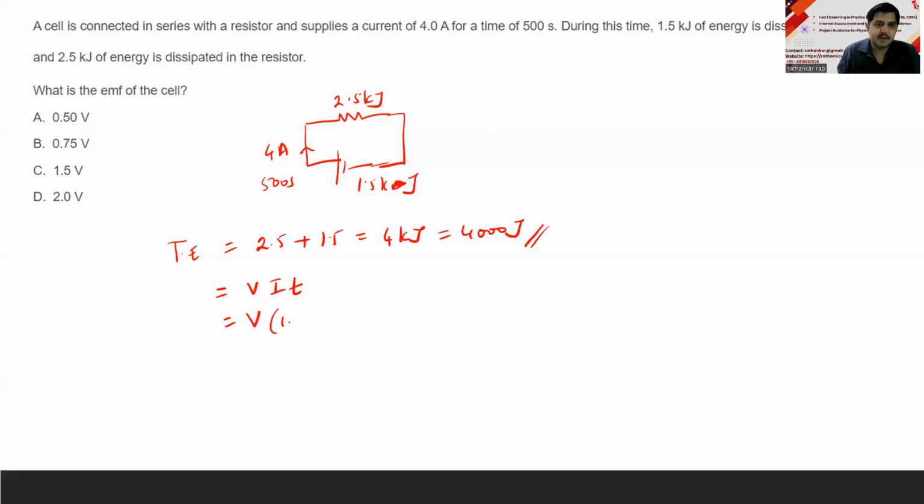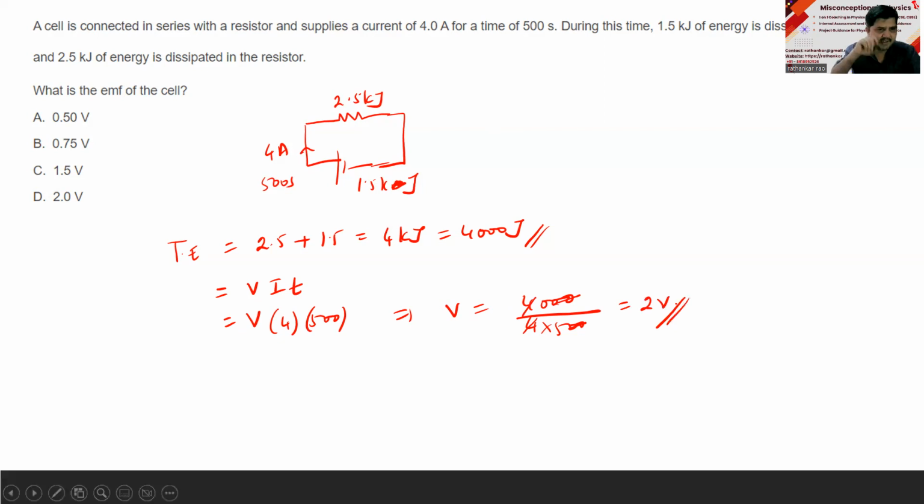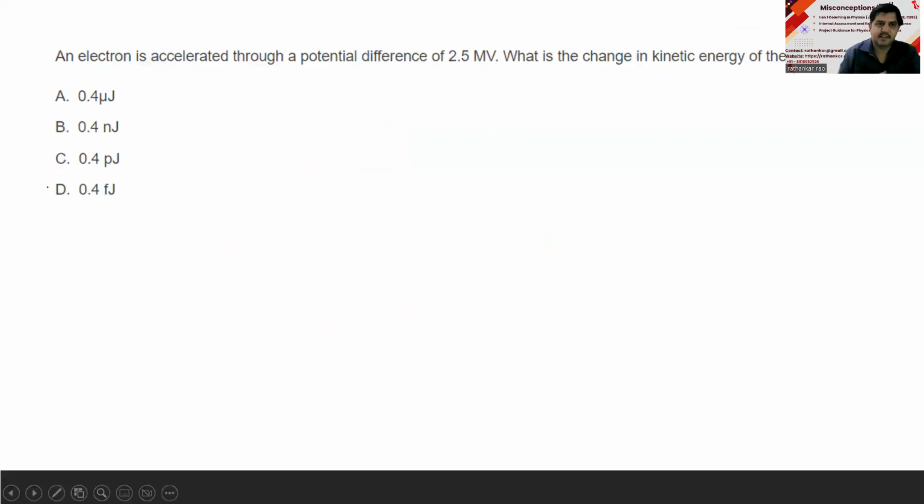What is the current? 4 amperes. What's the time taken? 500. Thus, I can now write V should be equal to 4000 divided by 4 into 500, which comes out to be 4 into 5, or maybe I'll cancel this. So you get 10 by 5, which is equal to 2 volt. The answer here is 2 volt. So D. Let us move on to the next one.